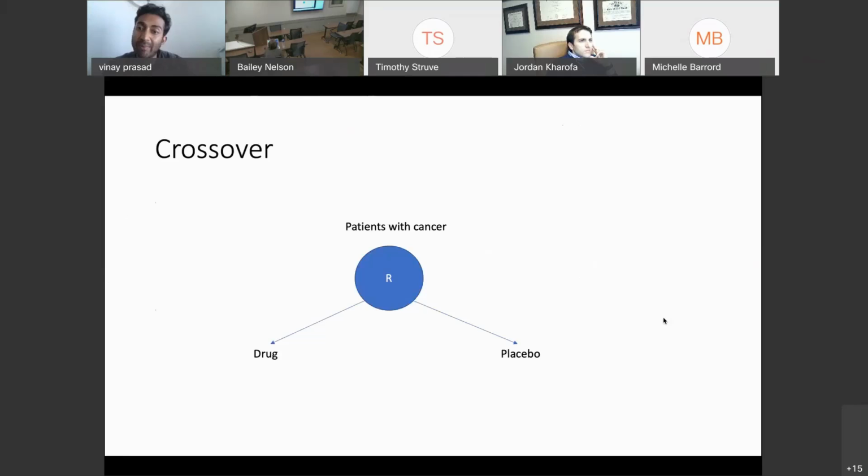What we mean by crossover is we take people with cancer, we randomly assign them to drug or placebo. When patients on the drug arm progress, they get standard of care. When patients on the placebo arm progress, they get the investigational drug. Boom, cross right over, just right over there. Boom, move them right over there. So in other words, drug, standard of care, placebo, drug.